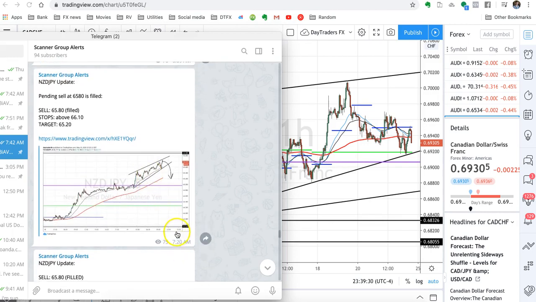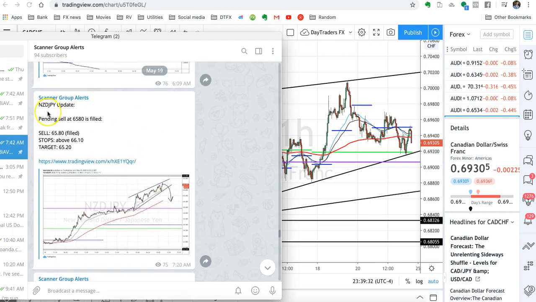Also Tuesday morning, it takes a couple of hours. This was a little quicker than normal, but it was on a shorter term chart. And I said, okay, just a little update, New Zealand yen that we've been waiting on for a couple of hours. The pending sell at 65.80 has filled. So sell 65.80, filled, stop above 66.10. So again, 30, 35, 40 pip stop right in that area. Target 65.20, looking for 60 pips on this one.